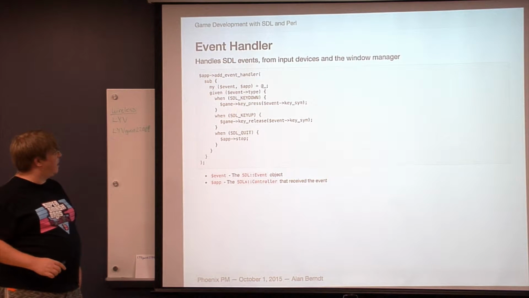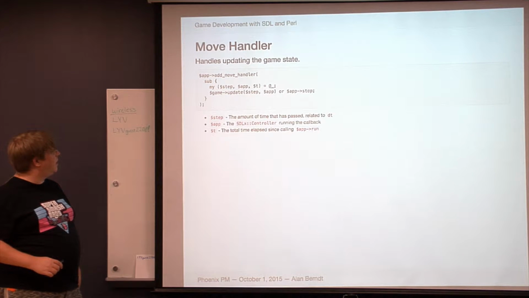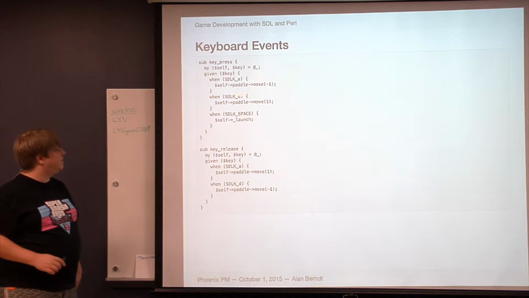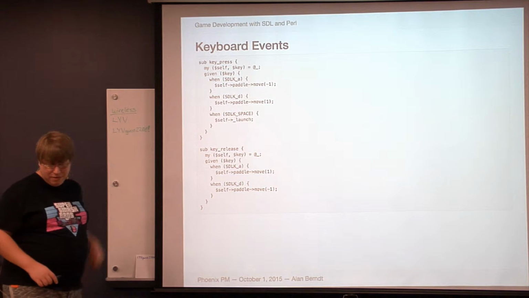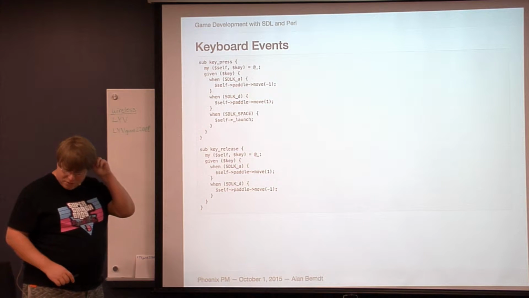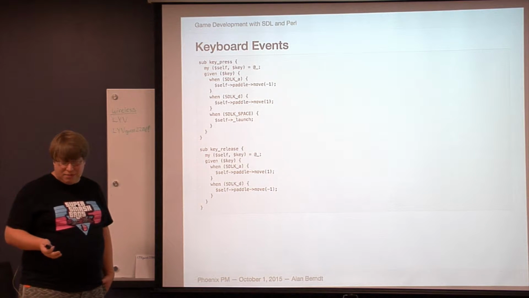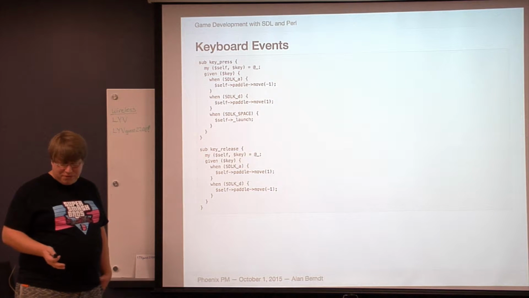So here in this handler, we're calling this key press and key release. So we're going to look at how those are implemented now. So here we have key press. So all we're going to do is when we get an A, set the velocity of the paddle. That's this move function, which just sets the Vx that we talked about to either -1 or 1, depending on whether you're moving left or right.